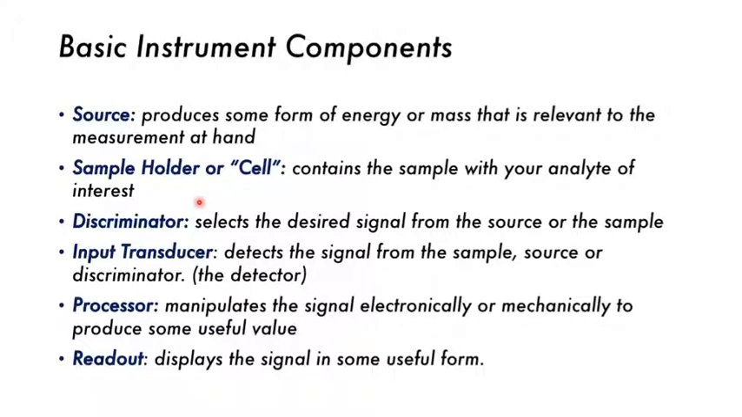Then after the light or energy has interacted with the sample, we need to actually try to measure it in some way. So we measure it using an input transducer, which detects the signal from the sample, source, or discriminator. So this is going to be the detector. Detectors come in various shapes and forms, which we'll talk about later. For example, if it's light, it's typically things like a phototube, a photomultiplier tube, or a CCD array, a charge-coupled device.